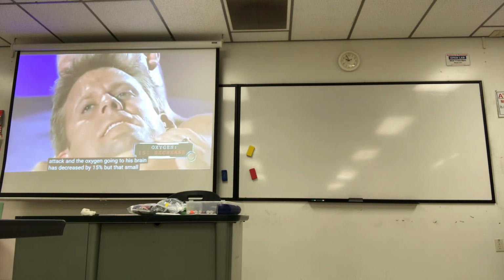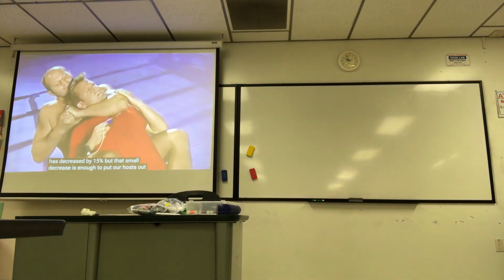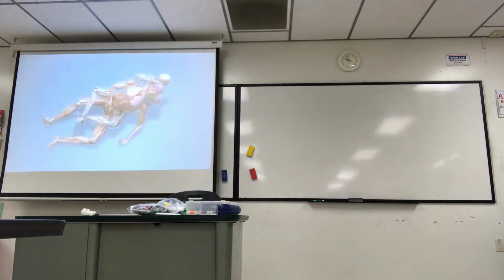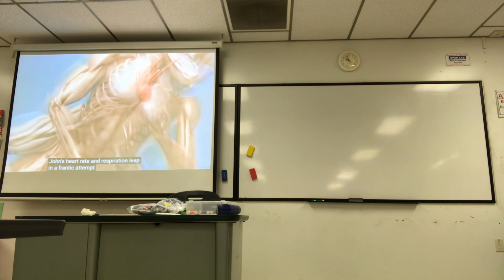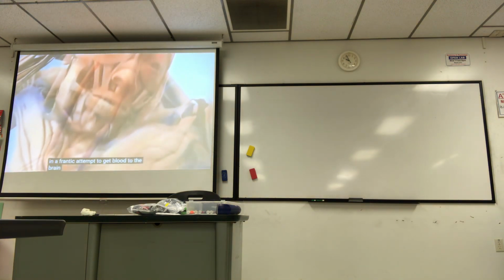John's heart rate spikes to 180. He's redlining, experiencing a severe panic attack, and the oxygen going to his brain has decreased by 15%. But that small decrease is enough to put our host out. John's heart rate and respiration leap in a frantic attempt to get blood to the brain. And when that doesn't work, John's brain shuts down.